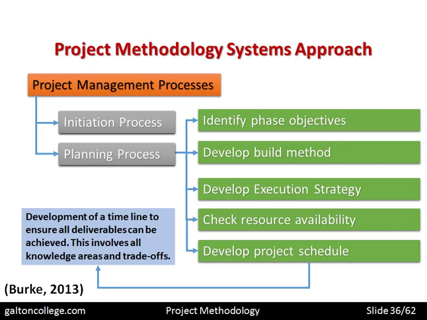Develop a project schedule. Development of a timeline, for example, to ensure all deliverables can be achieved. This involves all knowledge areas and trade-offs. In other words, look at the project schedule. It could be to use a Gantt chart and carefully work out where one task ends, the next task starts, and look at who's involved and optimize the use of the resources within the project team.